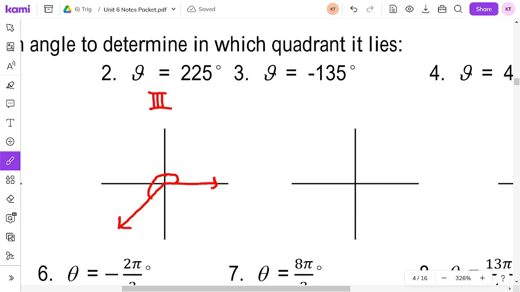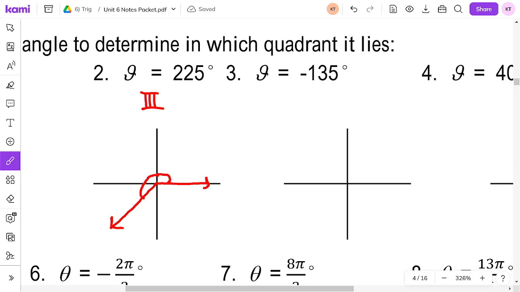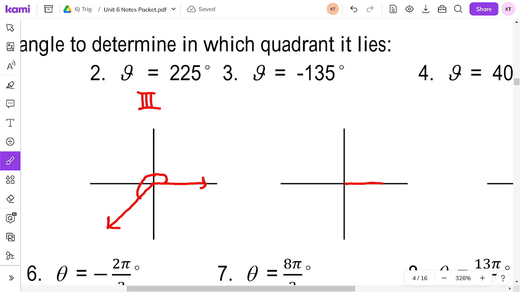Now I have theta equals negative 135 degrees. So this time again, I will still start here, but I will go in a clockwise direction. So this will give me a negative 90 degrees here, and I still have to go negative 45. So I'll go backwards about halfway here. And so this will also be in quadrant 3 for negative 135 degrees.